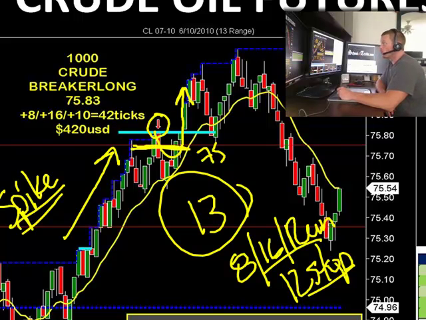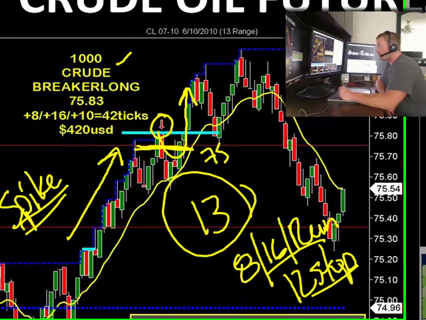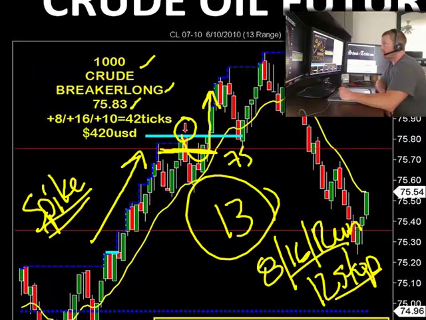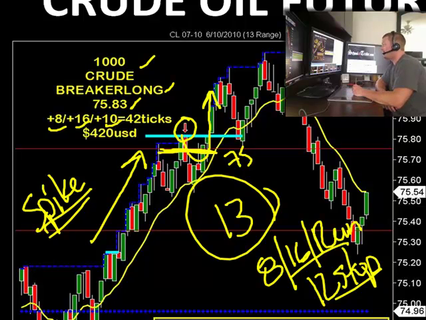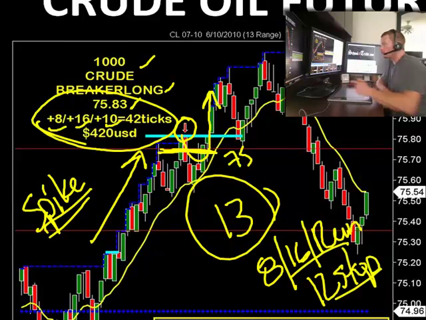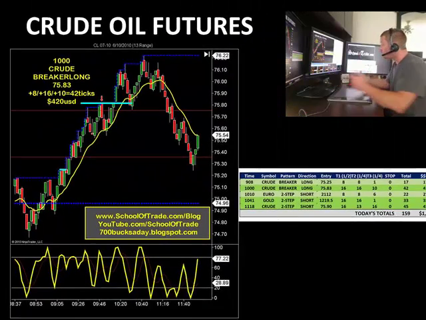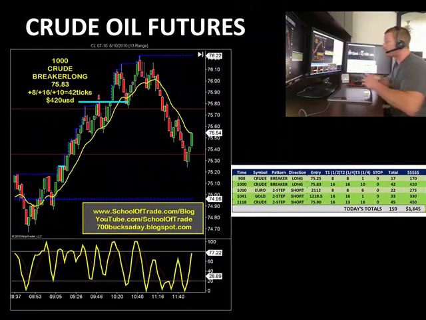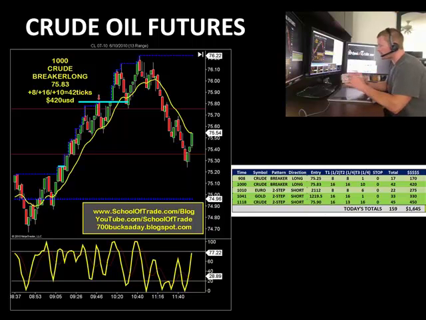So at 10 o'clock here on the crude breaker pattern long, 75.83. We took 2 off at 8, 1 off at 16, and 1 off at plus 10. That totals 42 ticks or 420 USD. And again, this is on a much slower time frame, and you can see we made a bunch more money. You're going to make a lot more money on fewer trades. So you'll make the same amount of money, a little bit wider stop, right? 6 to a 12 tick stop, but you're going to double your targets. So 13 range there, guys, on the crude for our second winner on crude.